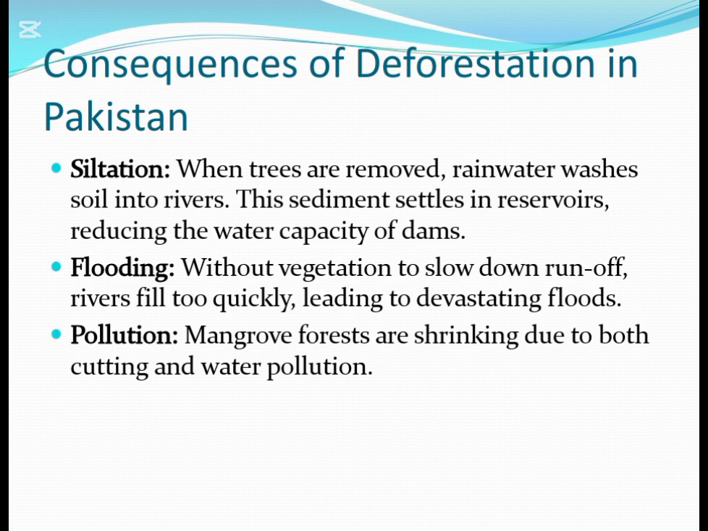The second point is flooding. Without vegetation to act like a sponge, rainwater becomes runoff. It rushes over the bare ground and fills up our rivers way too fast. They overflow their banks, leading to the devastating floods we often see in the news. The last point is pollution. Down by our coasts, our mangrove forests are shrinking because people are cutting them for firewood and the water they grow in is becoming polluted. This leaves our coastlines unprotected from storms.